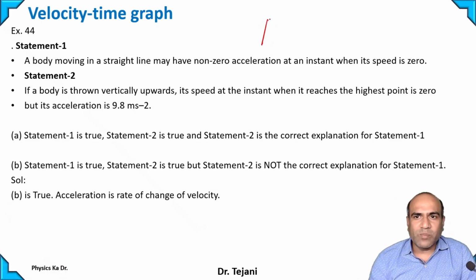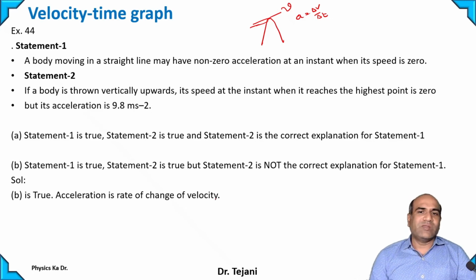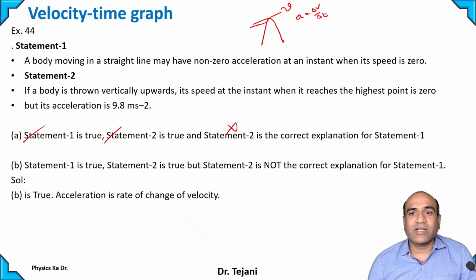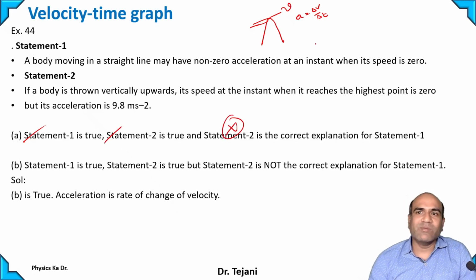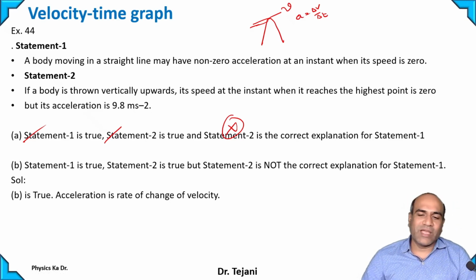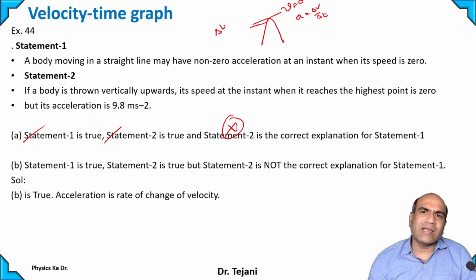Right. So at the top position, velocity can be 0, but acceleration is the change of velocity, delta v by delta t. So we are comparing with a nearby position, not the same position. Therefore, statement 1 is true, statement 2 is true, but it is not the correct justification. The correct justification is that delta v by delta t is acceleration, and therefore at v equal to 0, but at a nearer point in delta t, v is not equal to 0. Therefore, it gives acceleration.